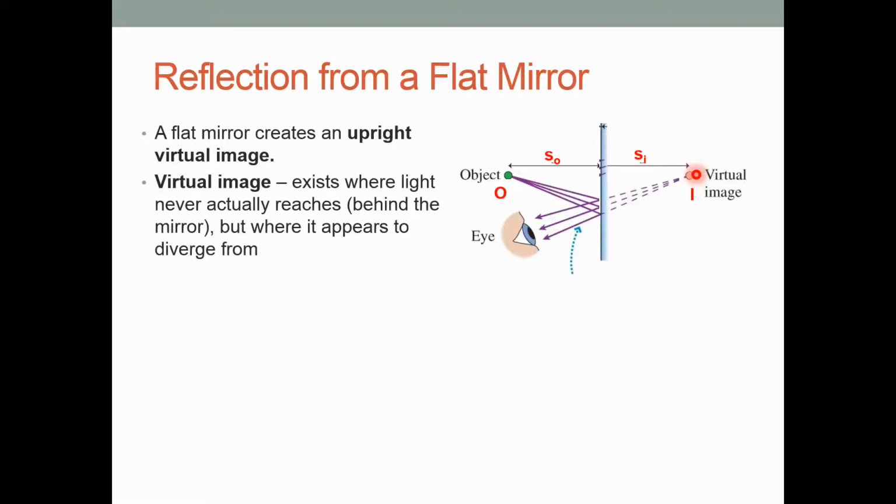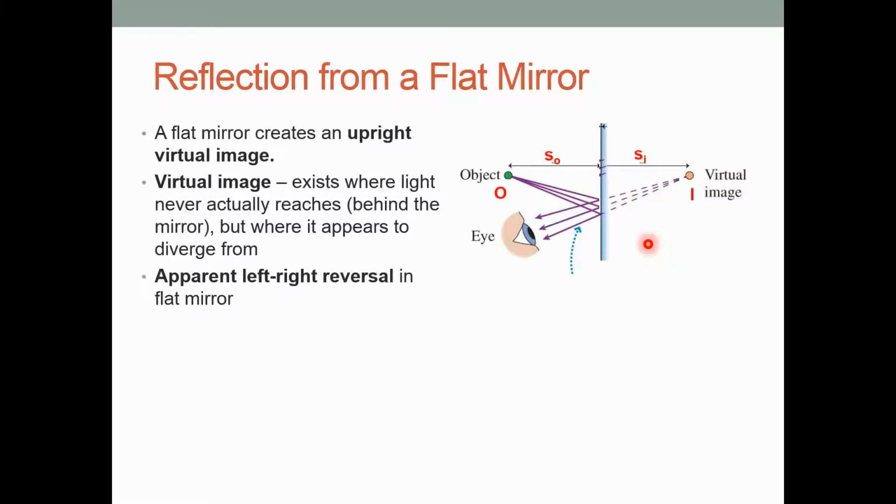So a virtual image is an image that exists where the light never actually reaches. In this case, our virtual image is behind the mirror. The light never goes past through the mirror, so the light all stays on this side. So this is our virtual image. But it's where the light appears to come from. You can see how if the light reflects back, but it looks like it would come from this source. We'll be talking about diverging light a lot in this next couple of lessons.